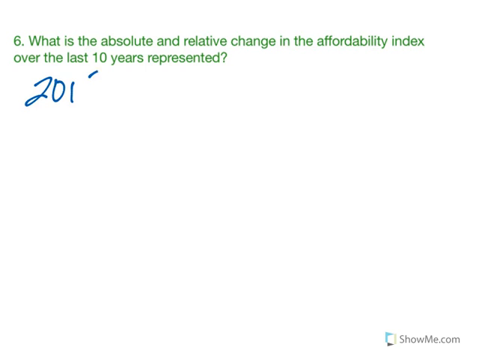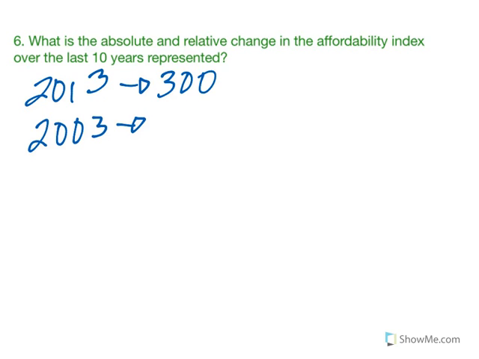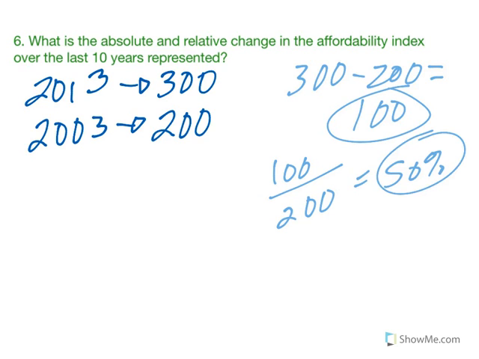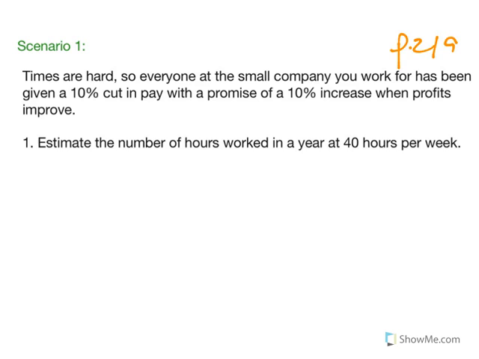And relative change in the last 10 years. Well, the last year represented is 2013, and I estimated that to be right around 300. And then if you go 10 years before that, it's 2003, and I estimated that to be right around 200. And again, you might have estimated a little bit differently, but those are the values that I used. So when we find absolute, new minus old, I've got an absolute change of 100, and then relative, I take my absolute change and divide by old. So I have a 50% increase in the last 10 years of the affordability index. Make sure you read that, because if you use the mortgage rates, your answer is going to be very, very different.